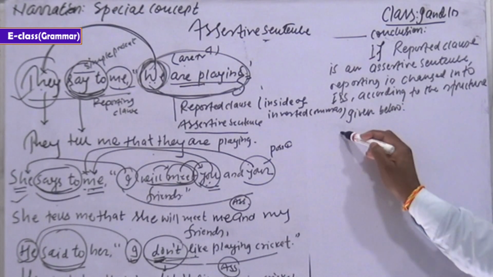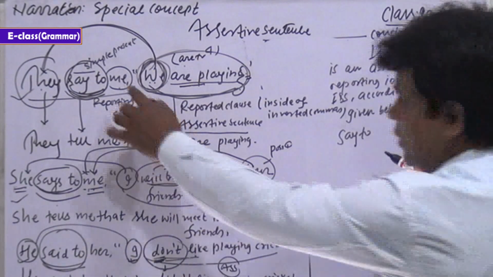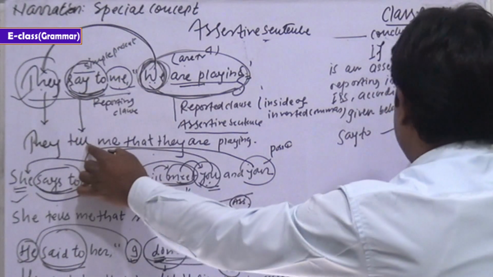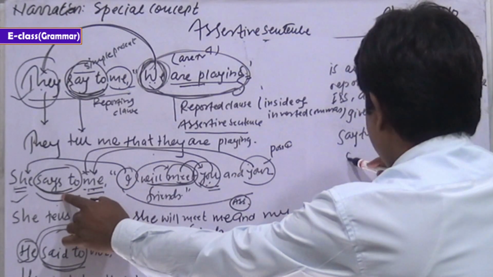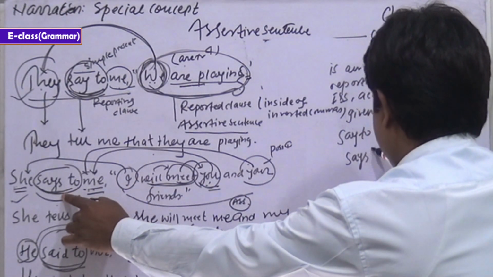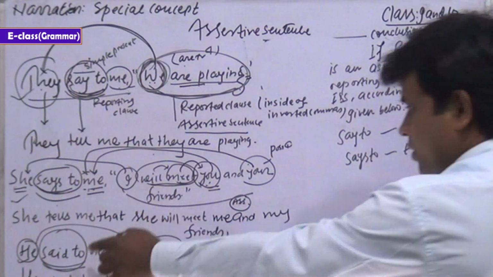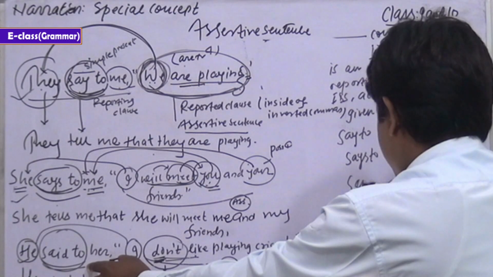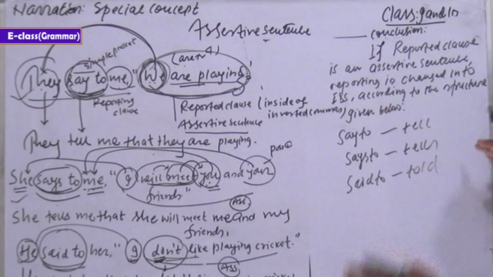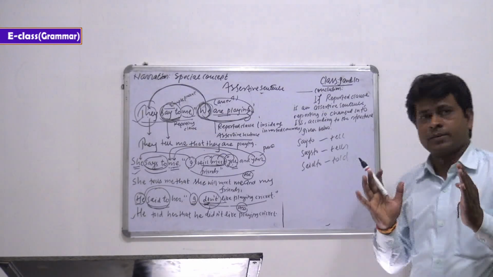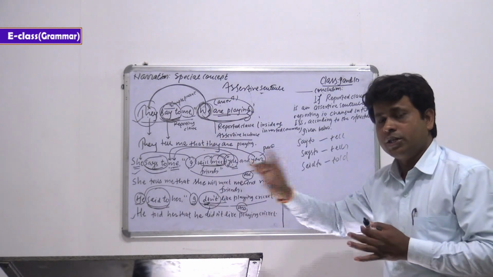What's the structure? If we have say to, it becomes tell, number one. Number two, says to becomes tells, whereas said to becomes told. Yes, this is the first conclusion that has been made by seeing these three examples.